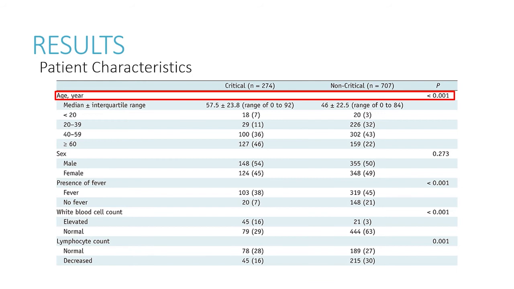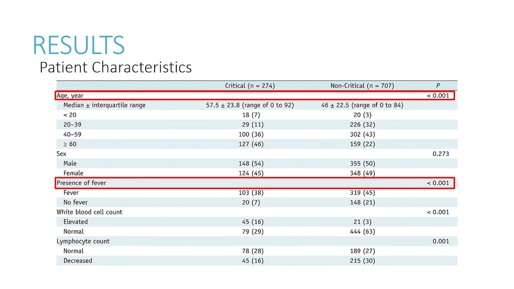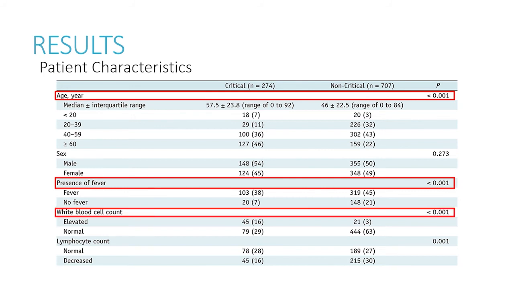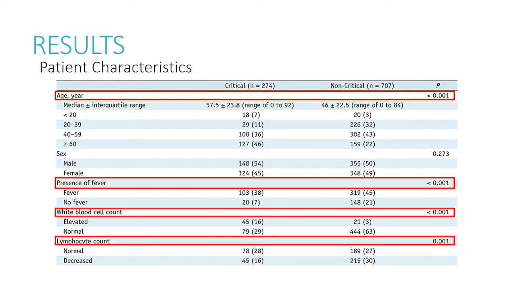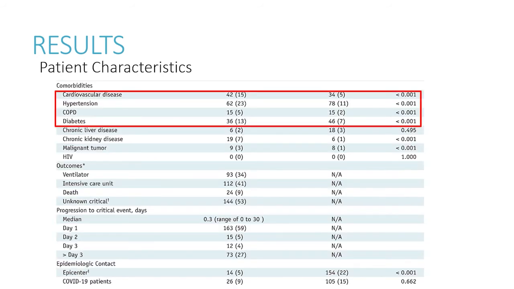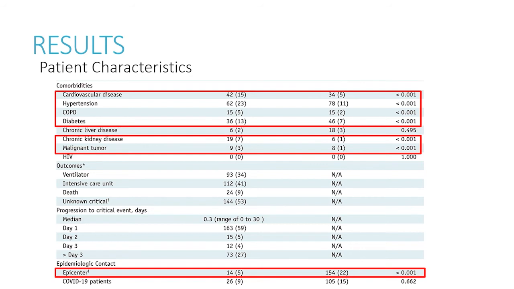not. The clinical characteristics of COVID-19 patients across those with critical and non-critical illnesses are shown in this table. As we can see, the fever, white blood cell count, lymphocyte count, and these comorbidities show a significant difference between critical and non-critical patient cohort.